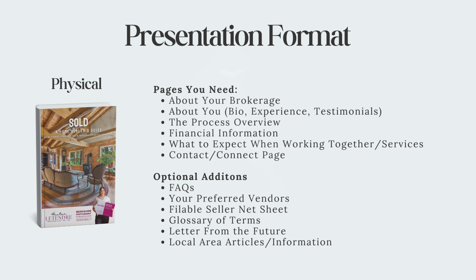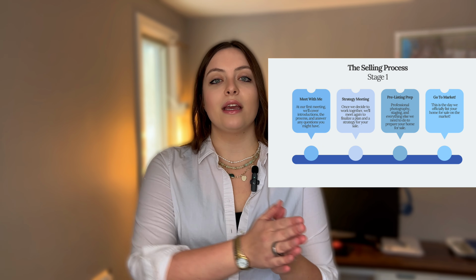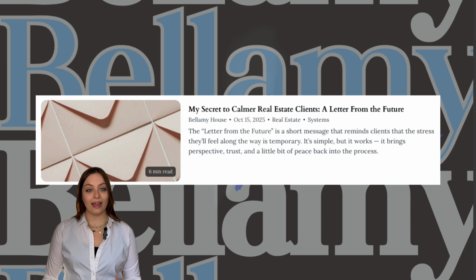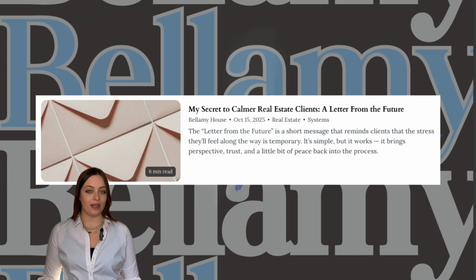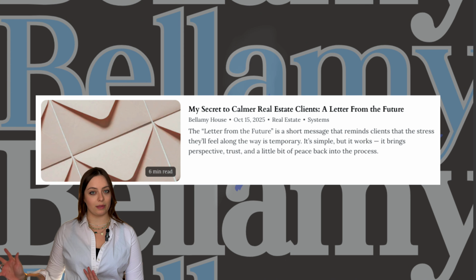So pages that you want to make sure you have in your physical guidebook include a page about your brokerage, a page about you, the process overview. Now this one is huge because this is going to make it so much easier to explain step by step what the listing process looks like and also show off your skills and your value. I highly recommend a what to expect page, and we have a whole article about this on bellamyhouse.com.